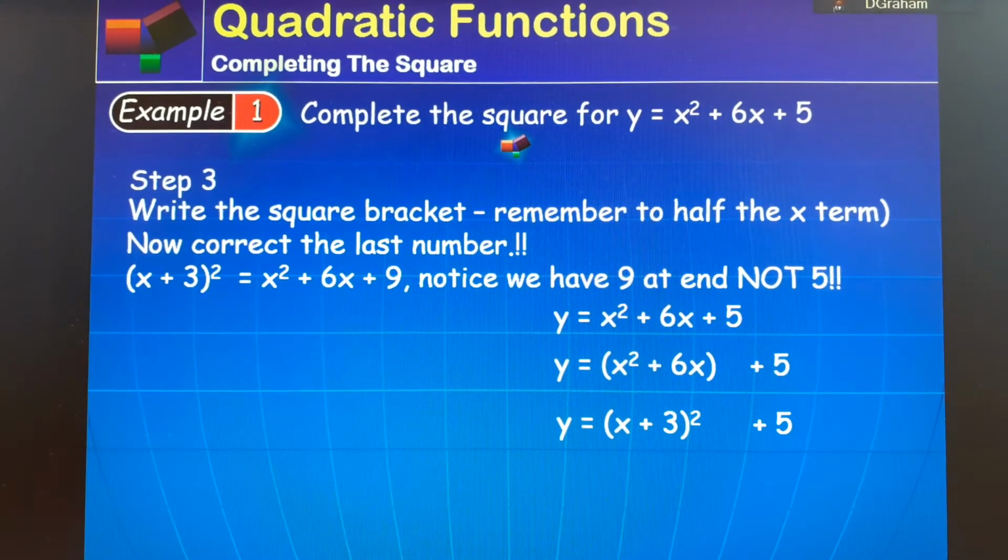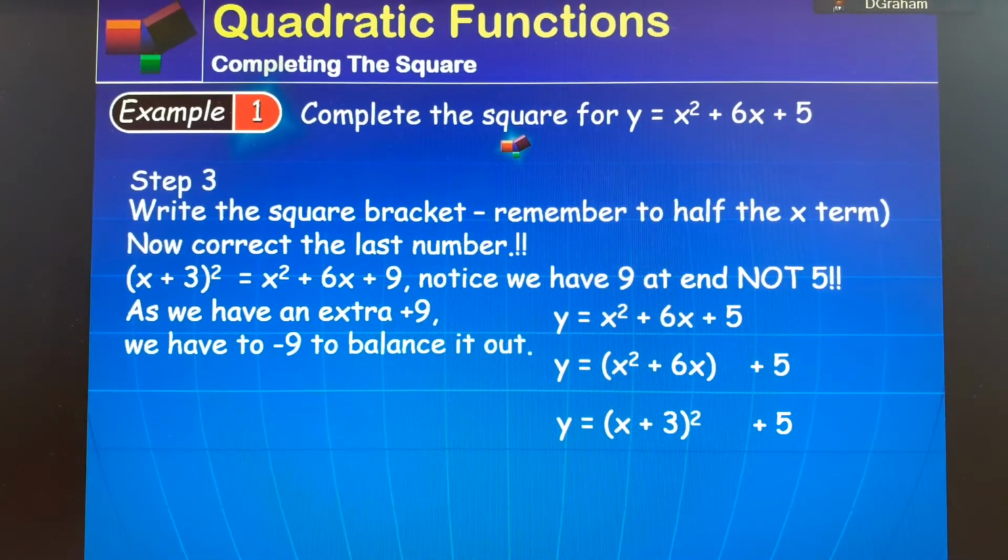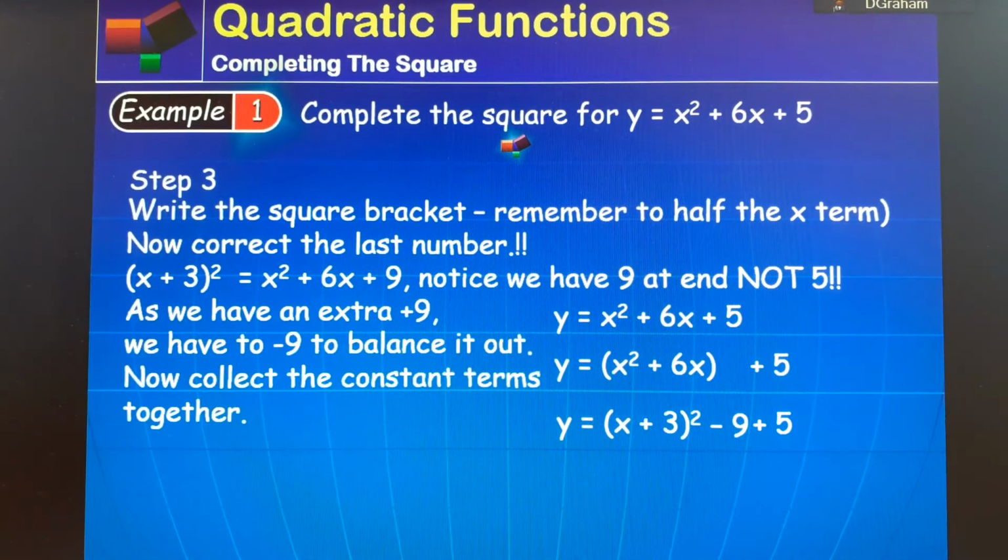So because we have created an extra plus 9, we have to undo that. And we have to do a very simple thing to undo a plus 9. We have to take away 9 to balance it out. So we write the take away 9 just outside the square bracket.